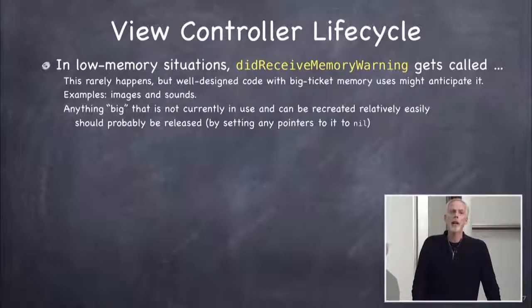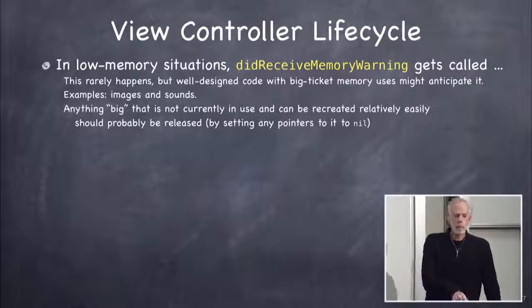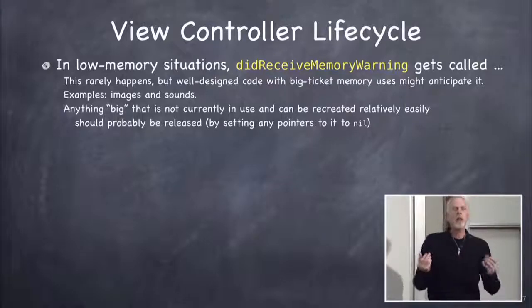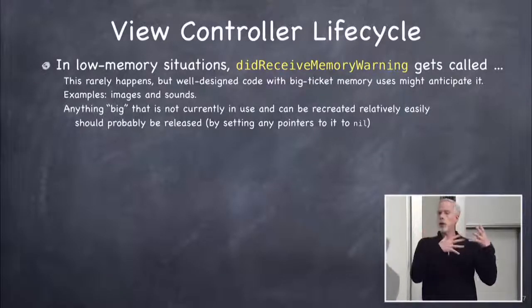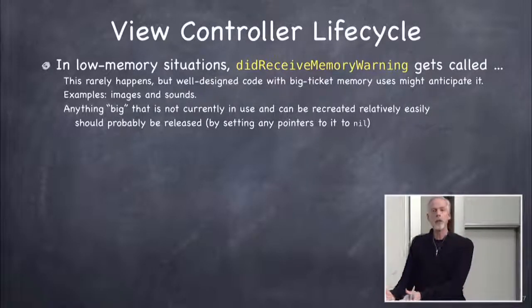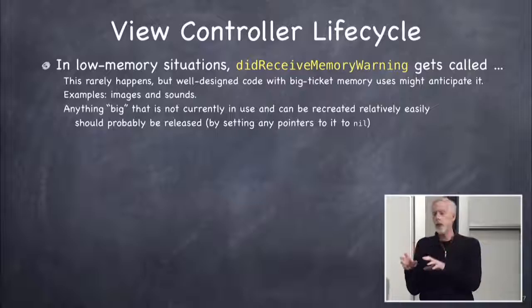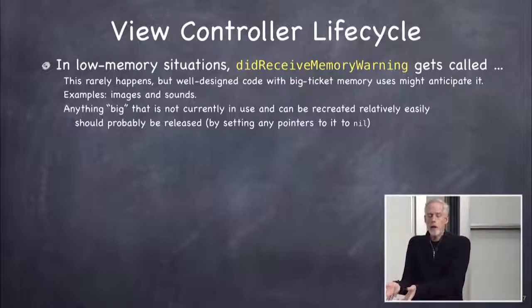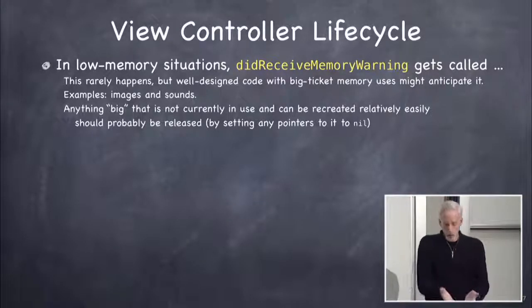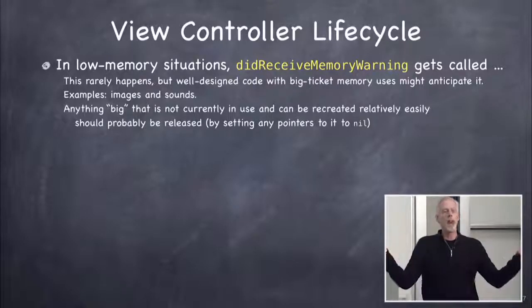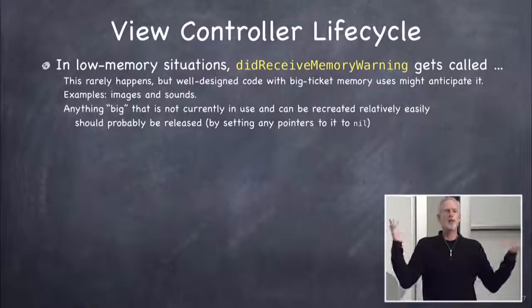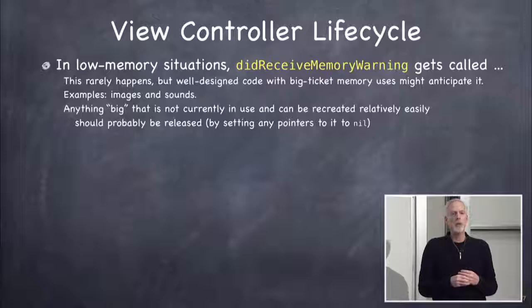What kind of memory would you free up if you got this method? Let's say you had an image that's not currently on screen, and you can create it from a file on disk. We haven't really talked about that. Your phone has permanent storage, flash memory. And let's say you have a JPEG image, you can just recreate it. Well, you would definitely release that here, because it's not on screen, and you can create it real fast from the disk, so there's no reason to keep it around. So that's something you could release.